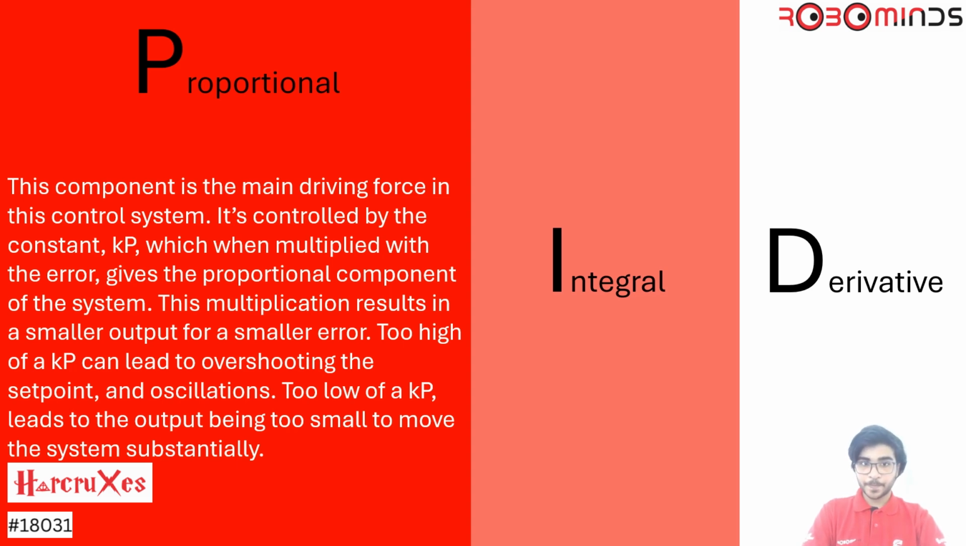The problem with an only proportional system is that if your Kp is too high, then it can lead to overshooting the target. And if your Kp is too low, it will take too long to get to the target. And it will cause steady state errors, which is when there's a very small amount of error left, which the proportional output is too small to correct. This is where the integral comes in.